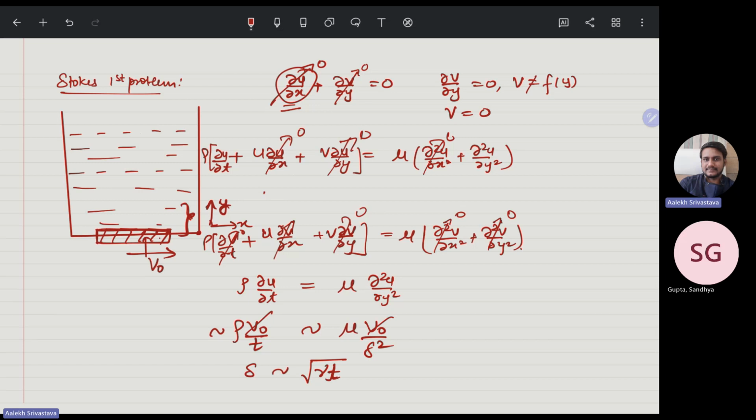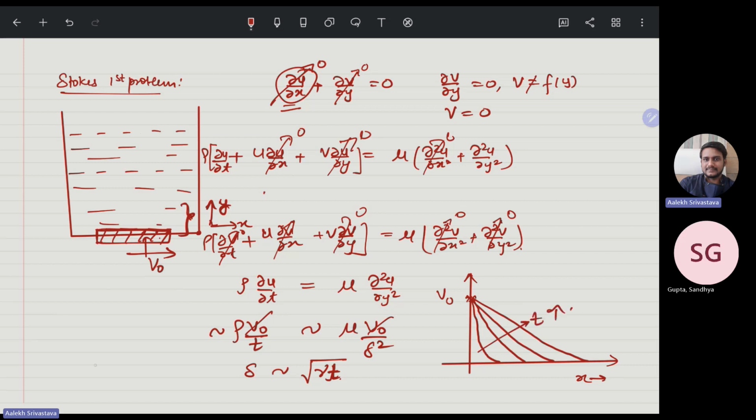That means with time, if I say this is v0, the start place, and this is your x. Initially, when t is very small, this delta x is also very small, meaning the distance in direction x till which it is felt. And when t goes on increasing, it will also go on increasing, and in this way it will increase. This is the graph as t is increasing.